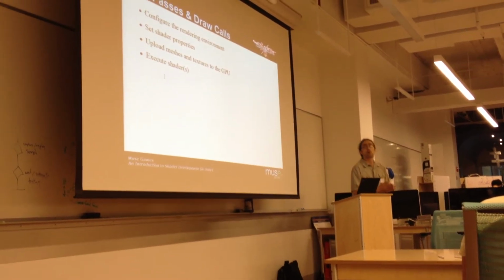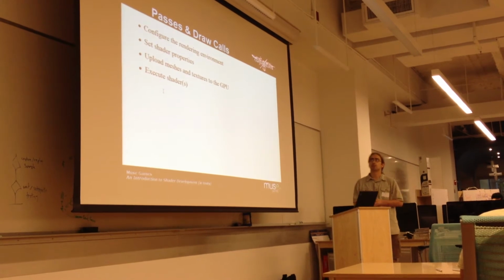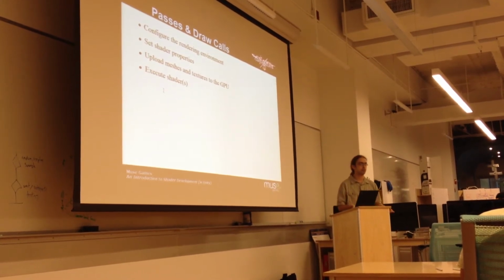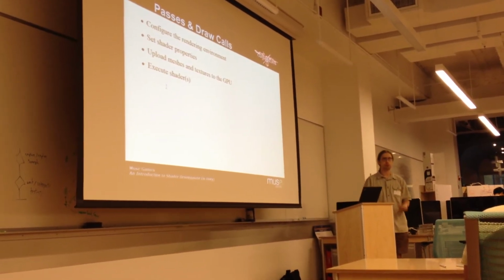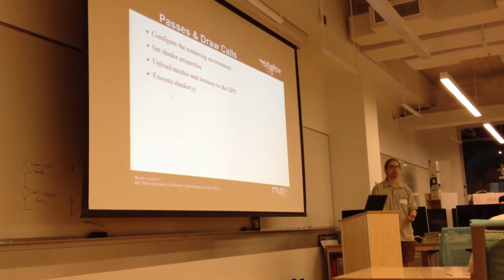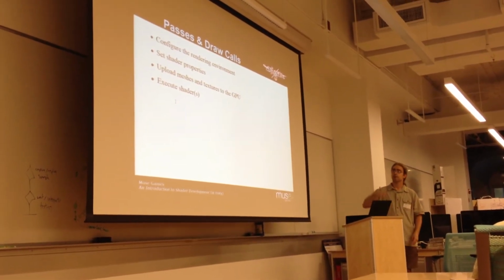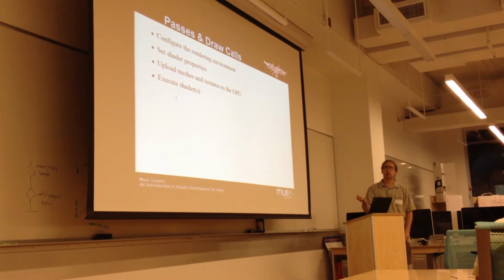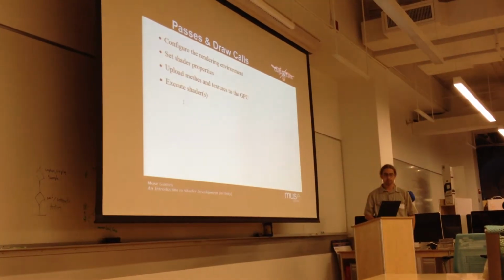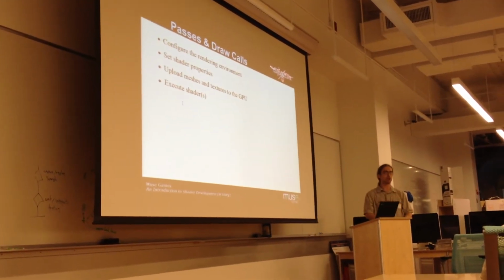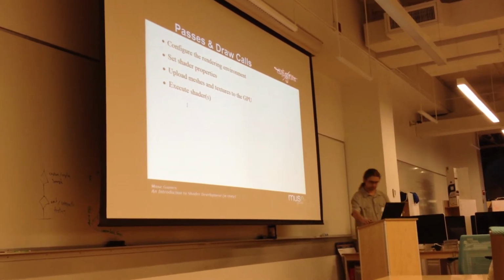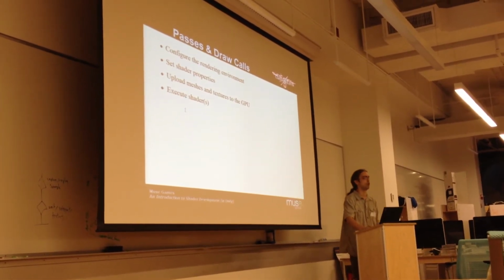At, again, that low level, roughly what happens is the 3D API, Direct3D or OpenGL, configures the rendering environment, which means setting all those shader variables up from outside, uploads a bunch of meshes and textures to the GPU, and then selects the current shader and then executes that shader. This is a pass, or a draw call.